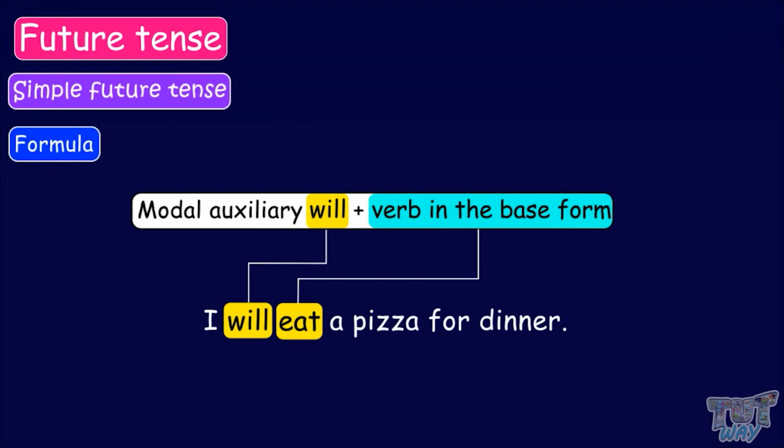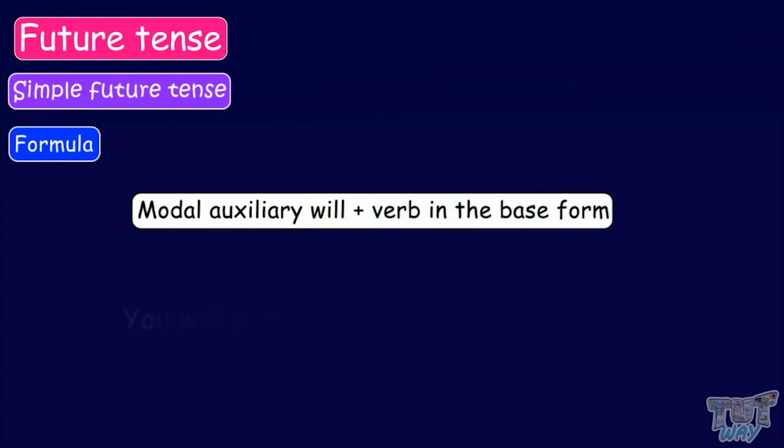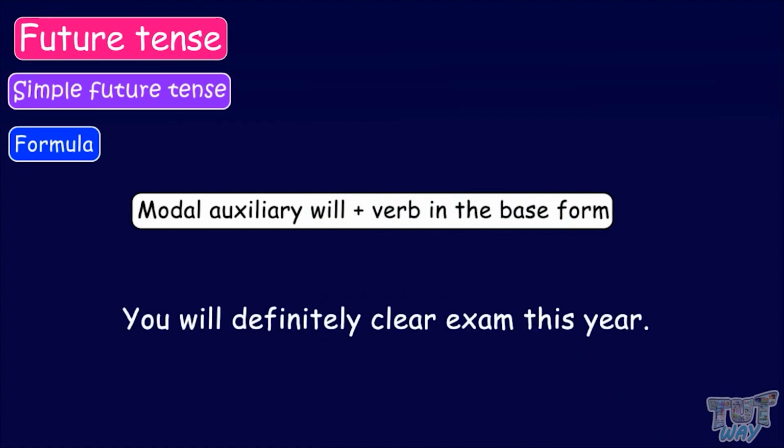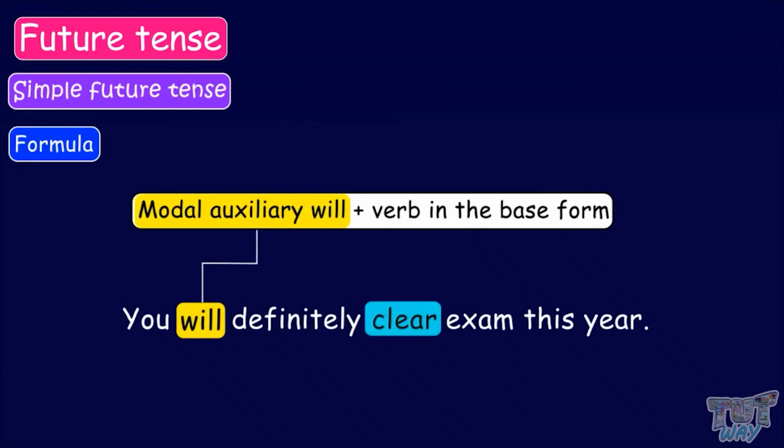Here we have another example. You will definitely clear exam this year. Here again, we have used a modal auxiliary, will, and base form of the verb, clear. So, we have created a simple future tense that expresses an action that will happen anytime in the future and will happen only once.